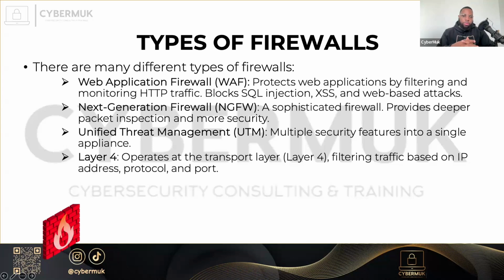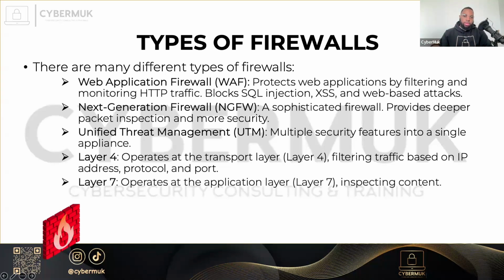Layer 4 firewalls operate at the transport layer, which is layer 4 of the OSI model, and they filter traffic based on IP address, the source and the destination, the protocol and the port number. So it can allow or deny traffic based on the different settings. Layer 7 operates at the application layer, which is the top layer 7, and it inspects the content. Based on the type of content you're sending, it can allow or deny communication into the network.